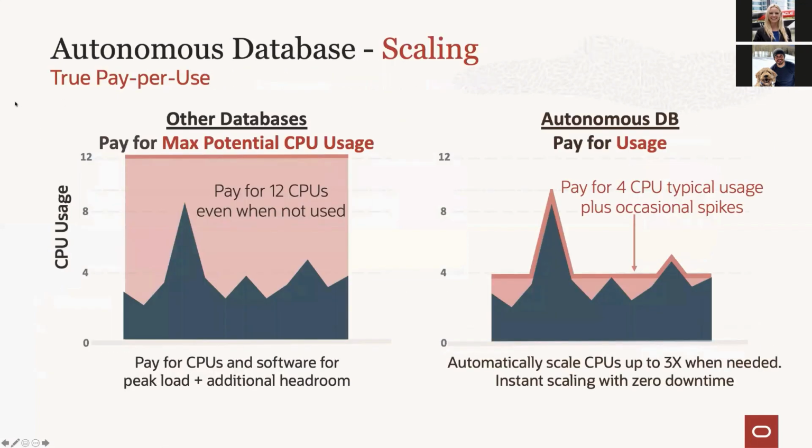So as we talked about scaling, this is a good representation of how it really benefits to have true pay-per-use with scaling. As this shows, depending on what you're running, most of the time you're always going to have to pay for the max potential CPU usage. So even though you're not using it all the time, you have to plan around that, because if it does hit that threshold, you're going to want to make sure you actually have that CPU. The nice thing about Autonomous Database is that you're not worried about hitting that max potential, because we can automatically scale up when needed, and you're only paying for what you really need.